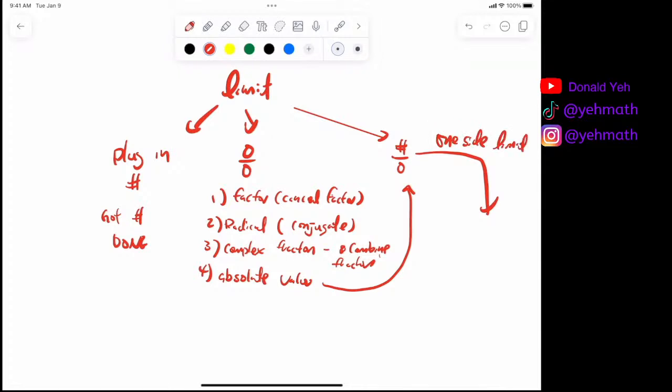Now, one-side limits can include 2 different things. One is just straight one-side limits. What do you mean by that? Just like the limit as x approaches 2 from the left of 1 over x minus 2. That's called a one-side limit. You can also do one-side limits for both sides.